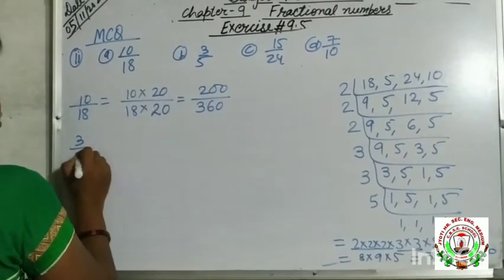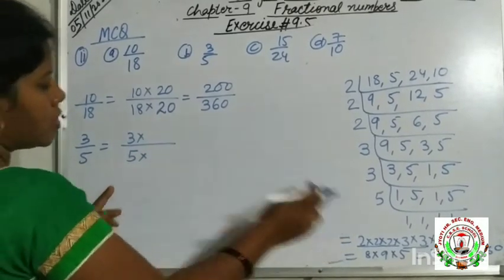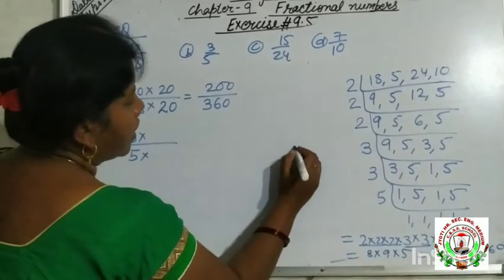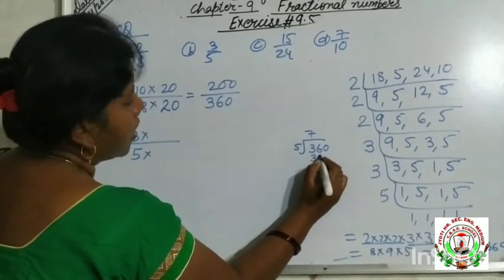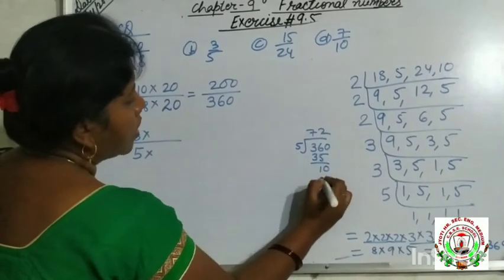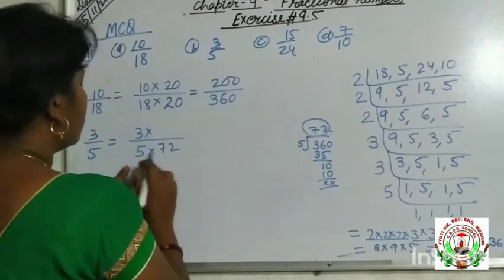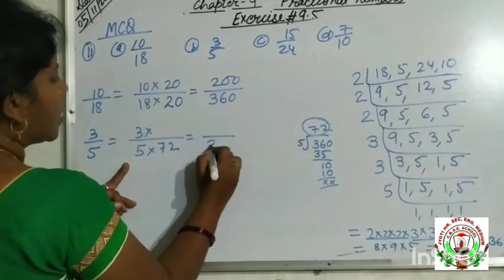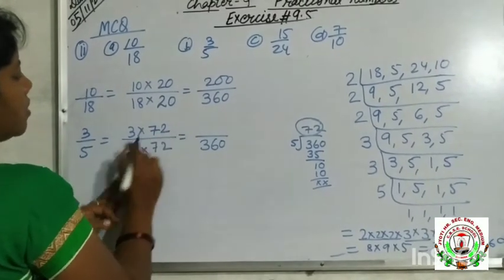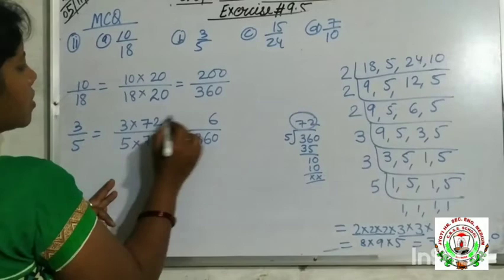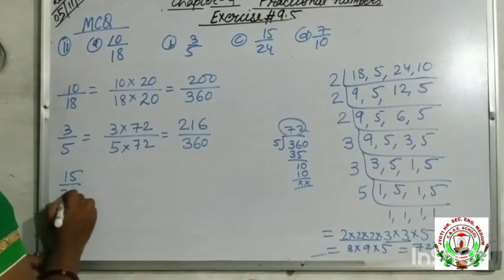Now the next number is 3 by 5. So which number will you multiply to get 360? For finding this number we can divide 360 by 5. 5 sevens are 35, 5 twos are 10. So when we multiply this 72 with 5, we will get 360. The same number you will multiply in the numerator. 3 twos are 6, 3 sevens are 21. Clear?